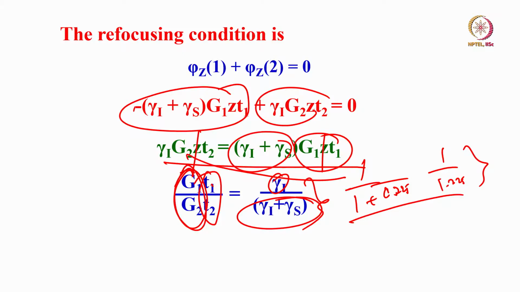Now what will happen if I have a nitrogen instead of a proton? All you have to do is gamma S is different. Nitrogen 15 gamma is approximately 10 times smaller. Then you work it out, then G1 by G2 becomes smaller. The same pathway you can select. Now instead of proton and carbon, it is going to be proton and nitrogen. That is also possible. So you don't have to do anything.